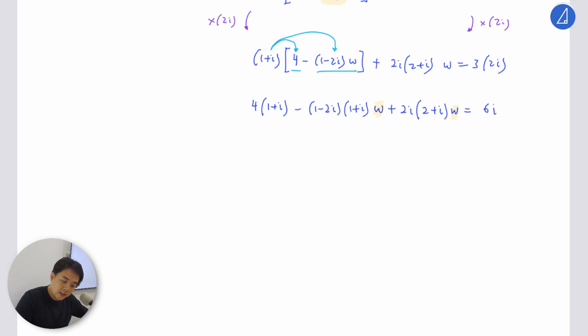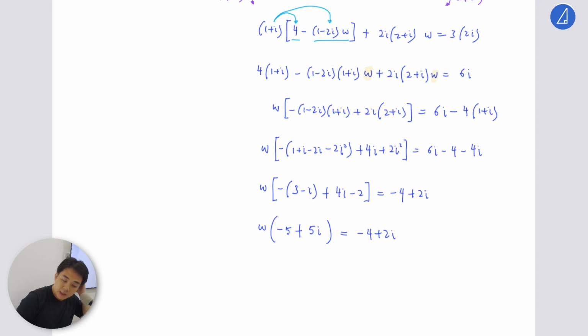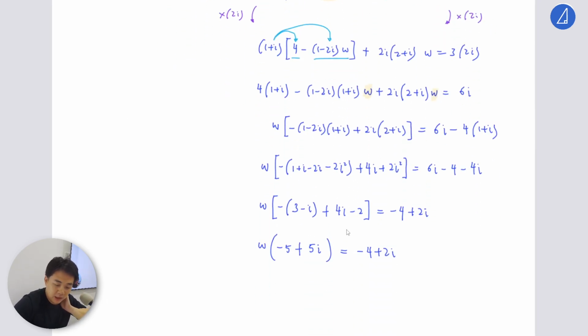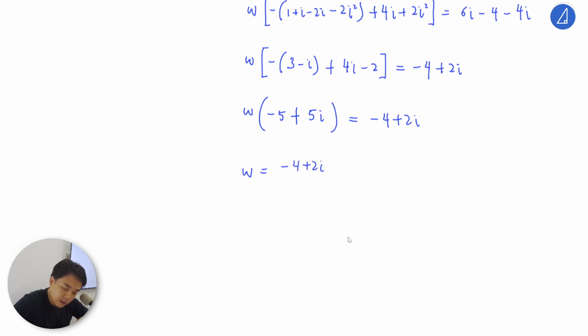Then move it to the other side. This one, move it to the other side. Then you factorize the W out. Now you can simplify. Don't leave it to luck. Please key in the calculator and check your working. All these you can just key in the calculator and check. So once done, you key this one: minus 4 plus 2i, just divide, and minus 5 plus 5i.